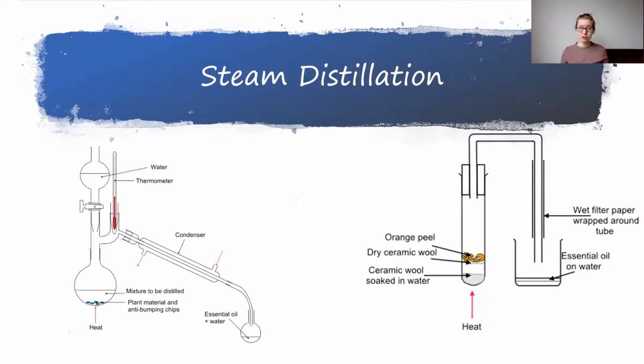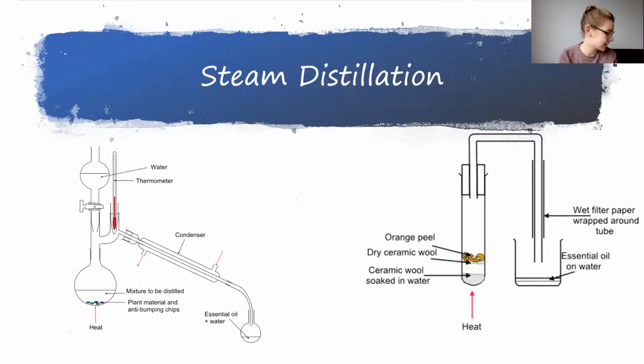So here are two representations of this. The one on the left is a slightly more sophisticated method of steam distillation, and the one on the right is a more simple one that we could have theoretically carried out in the lab. But both involve some sort of mixture. The one on the right stipulates it's got some orange peel there, so you would be wanting to extract the essential oil from the orange.